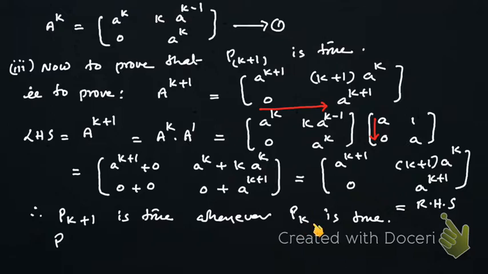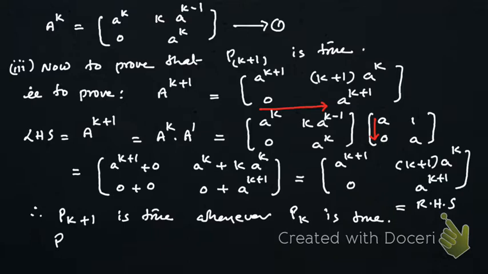So P of k plus 1 will be true if P of k is true, which means we are saying that for any random positive integer, if the result is true, it will also be true for its very next number. Think about it. Assume that it is true for 50. Then we proved that it is true for 51. We actually proved it, but we have to assume that it is true for 50. So if it is true for 50, it will be true for 51. If it is true for 100, it will be true for 101.